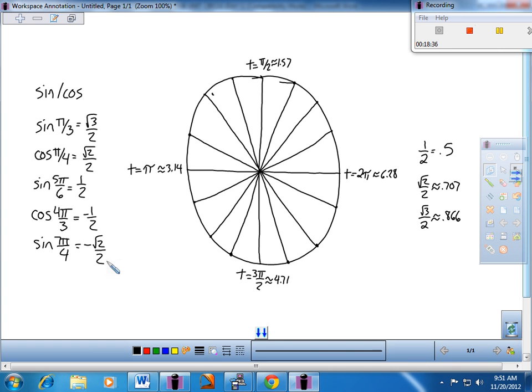Okay, a couple more of these, and then we'll up the ante a little bit, do some more with this. Let's do cosine. Let's see, try to find a good one for cosine. How about cosine of 7 pi over 6? Good hard one right here.